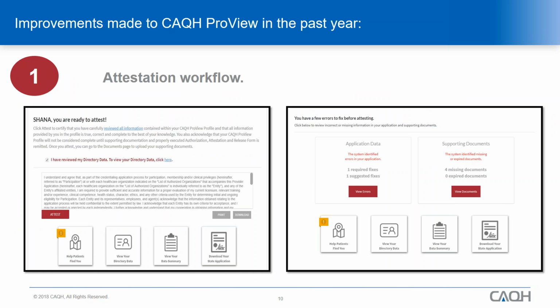So the first change we've made, we heard a lot from our users, and they said, you know, the attestation workflow takes too many clicks. I just want to attest to my profile. So you might have already seen this change. Now, if your profile doesn't have any errors, this box will pop up and you can attest with one click.